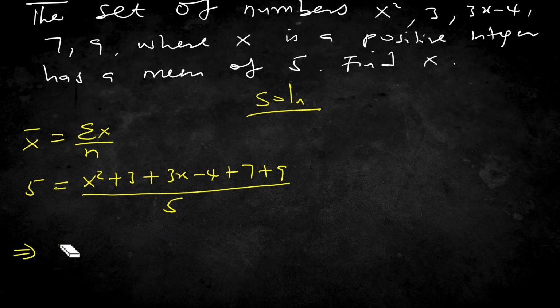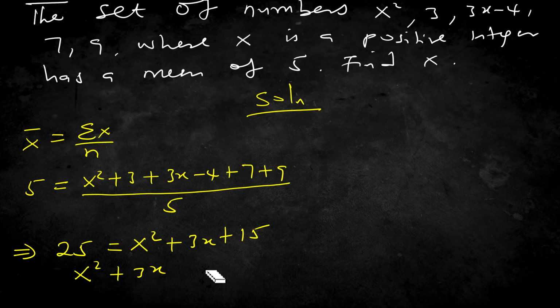As simple as that. 5 times 5 is 25. So we have x squared plus 3x, and the constants give 15. So we have x squared plus 3x plus 15. Then 15 minus 25 gives minus 10, so x squared plus 3x minus 10 equals 0.